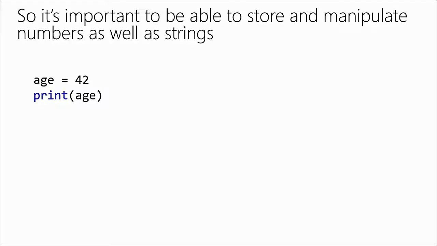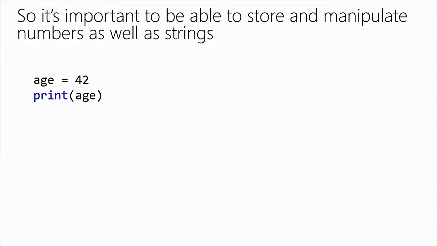Okay, excellent. So it's very important that when we're working with our variables, we can store numbers in the variables as well as strings. If you take a look at the slide here, I've got a variable called age, trying to stick with those meaningful variable names like we were talking about last module. And I've just set it to 42.